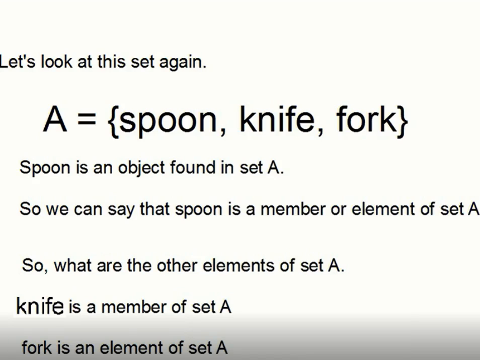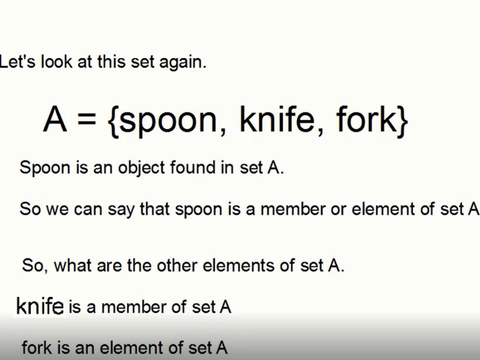Spoon, knife, fork. We can say that spoon is an object found in set A. We can say that spoon is a member or element of set A. So what are the other elements of set A? Yes, knife is a member of set A. Fork is an element of set A.